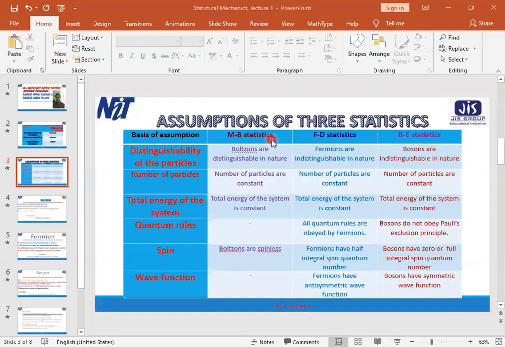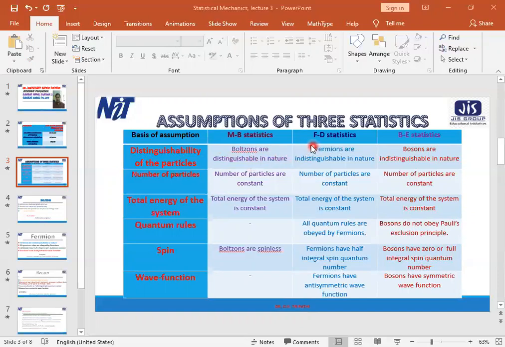Now, Maxwell and Boltzmann have taken that Boltzons are distinguishable in nature. Distinguishable in nature means these particles can be distinguished in a pool of particles. That means if two such particles are there, you will be able to distinguish them. This means that their names will be different.